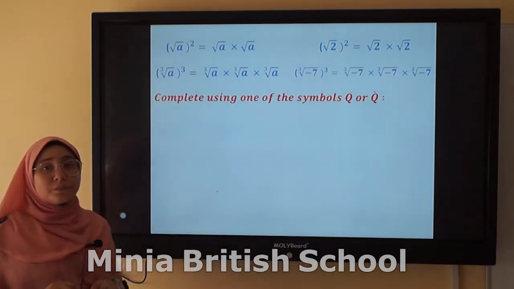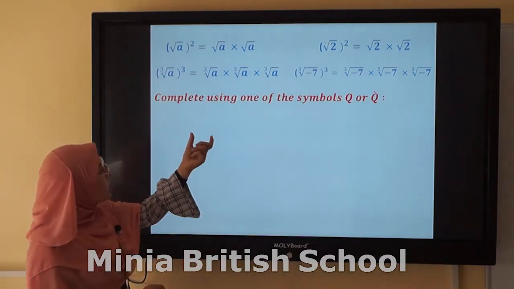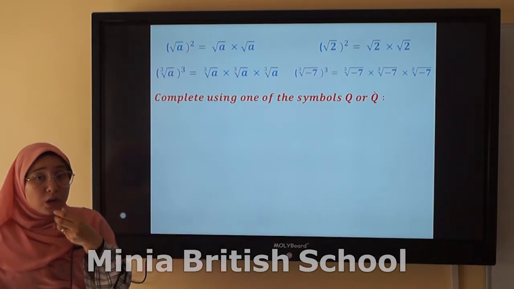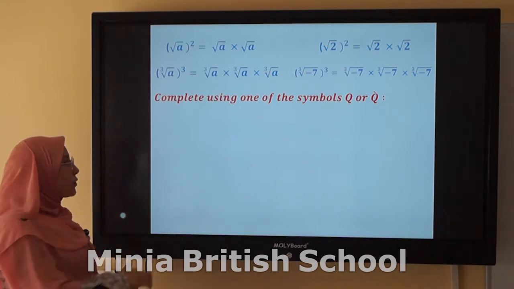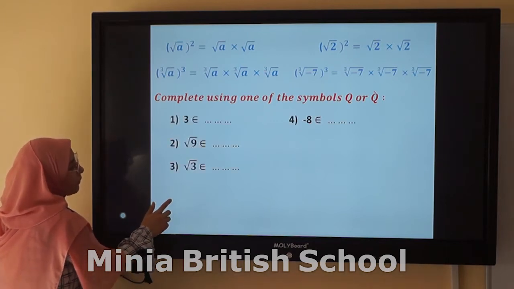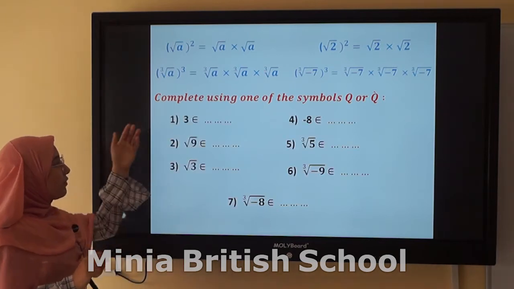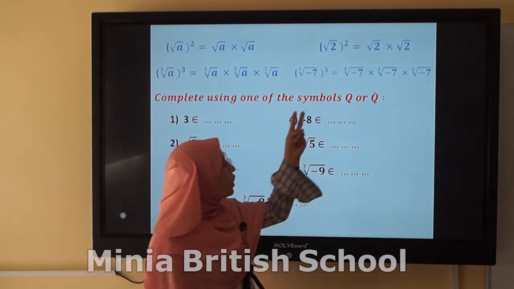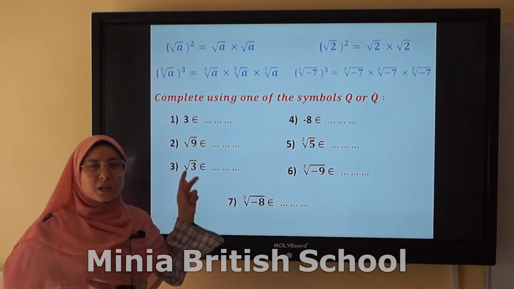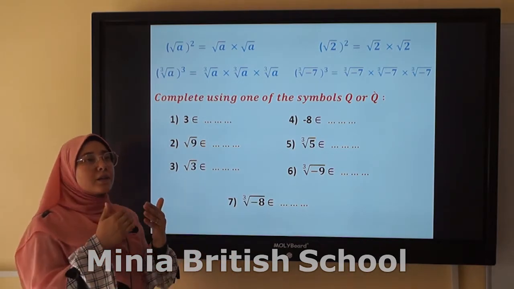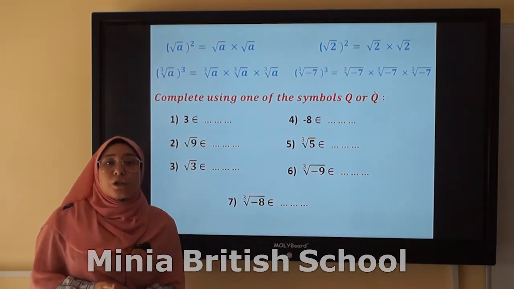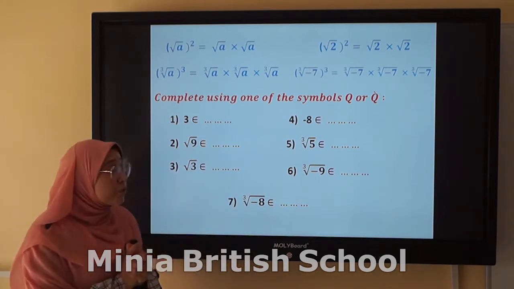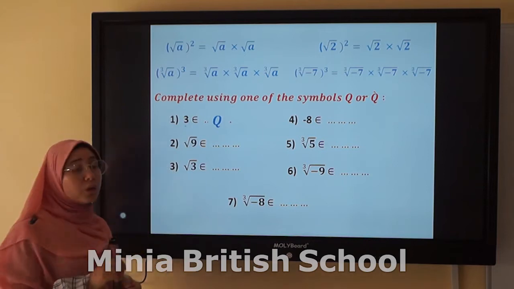Now, example: complete using one of the symbols Q or Q dash, rational numbers or irrational numbers. The first one, 3, belongs to what? Q or Q dash? Yes, 3 is an integer, and I said all integers are rational numbers. So 3 belongs to Q.